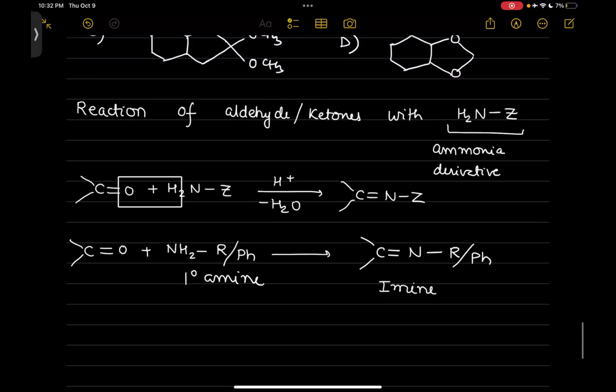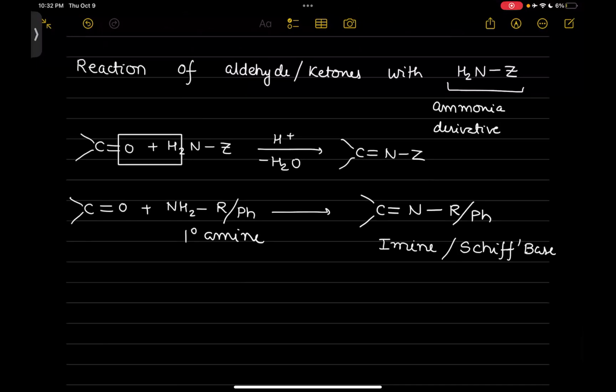This is imine. Got it? These are also known as Schiff's base. Okay, is it clear? Next is the other reaction.